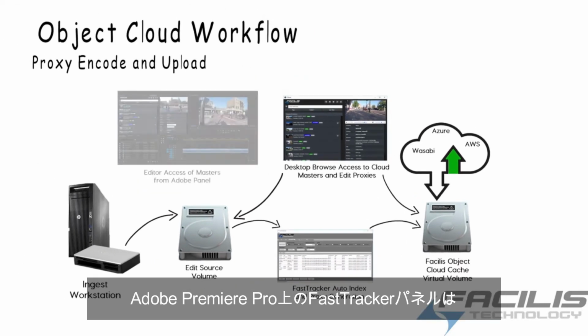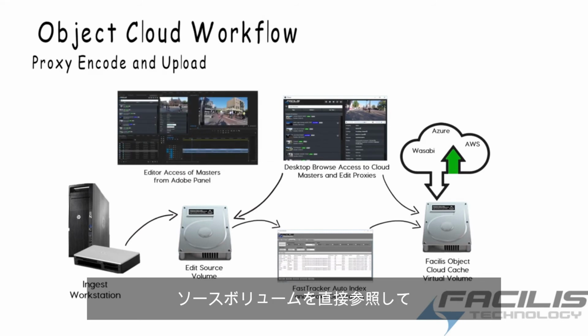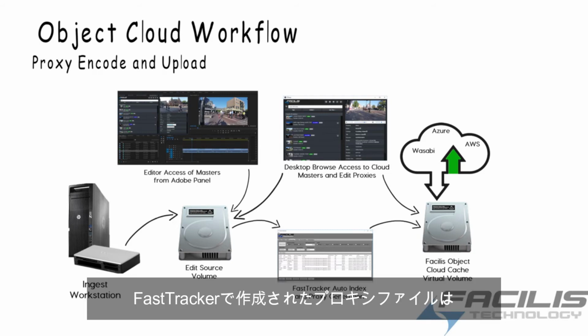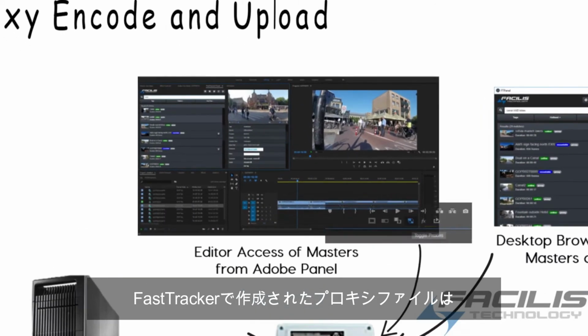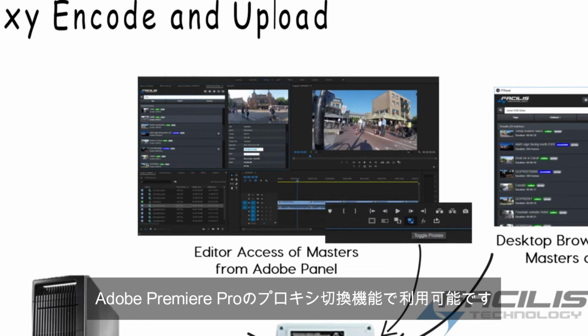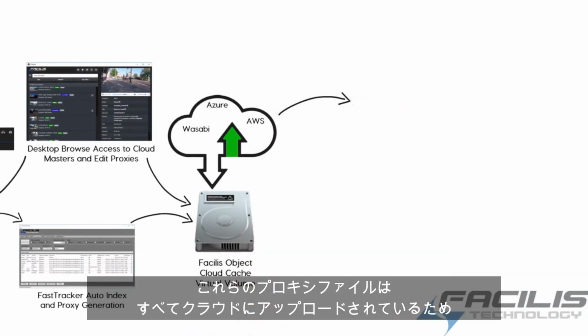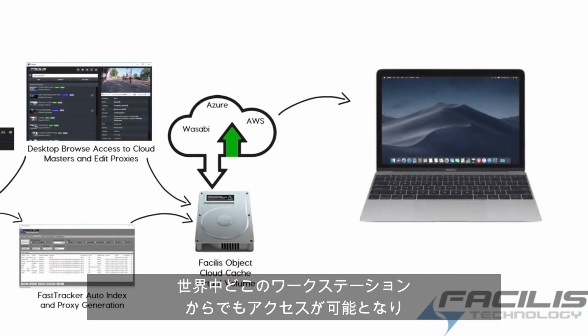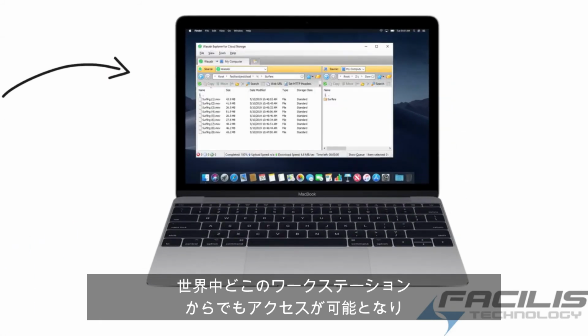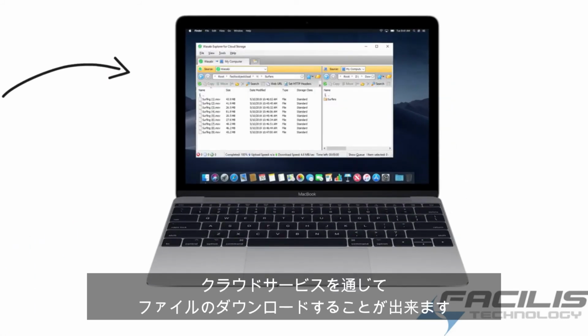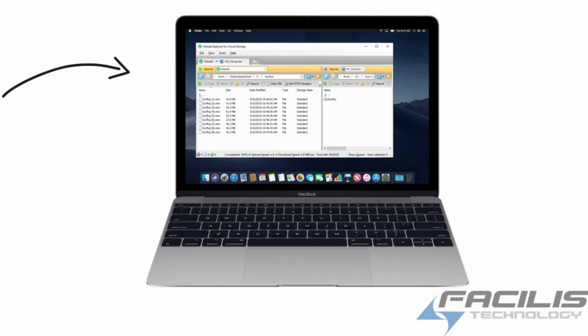The Fast Tracker panel within Premiere Pro looks directly at the source volume for the online master clips. If you'd like to use the Toggle Proxies feature within Adobe Premiere Pro, simply attach the proxies that have already been created from Fast Tracker to the online master clips. Since those proxy files are all uploaded to the cloud, you now have access to any workstation in the world into that interface for the cloud service to download those files.